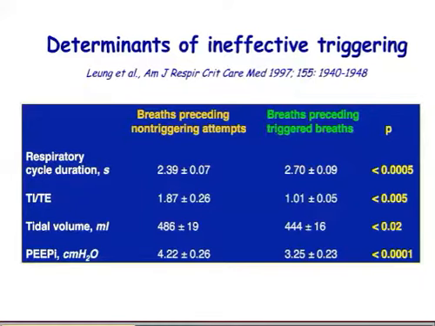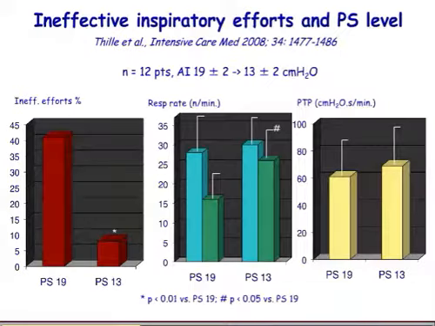a higher level of intrinsic PEEP, meaning that if you over-assist the patient, you're going to worsen dynamic hyperinflation, intrinsic PEEP, and therefore the inspiratory threshold load of that intrinsic PEEP. And if you increase the inspiratory threshold load, you're going to increase the number of ineffective efforts. Therefore, the solution is, in those cases, to decrease the level of pressure support.